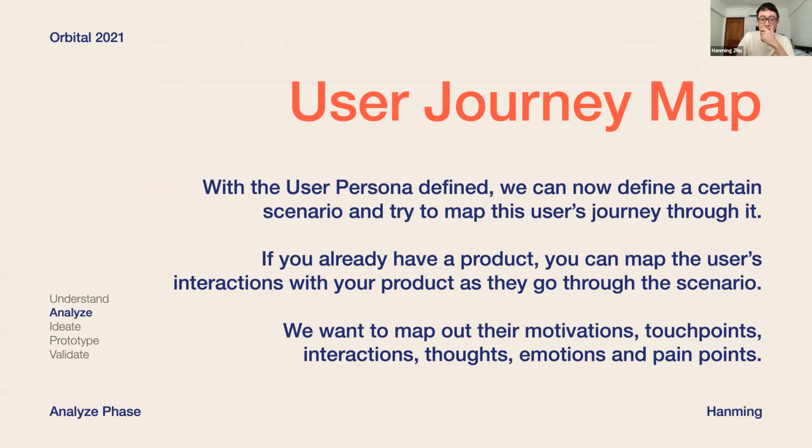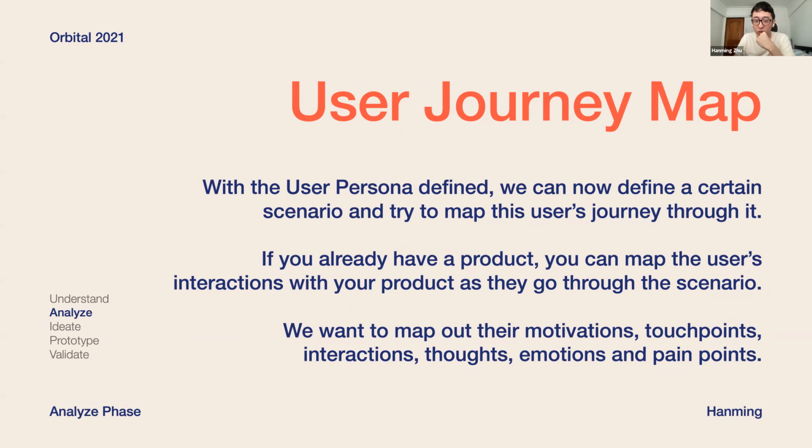Okay. Let's talk about the user journey map now. So now that you have defined the user persona, you can define a certain scenario. You want to set a scenario, and then map the user's journey through it. There's a bit of difference if you have a product versus you don't. If you don't have a product, you may be mapping the person's interaction with the problem, the problem that they face. But if you have a product already, you might be mapping the user's interactions with the product as they go through the scenario.